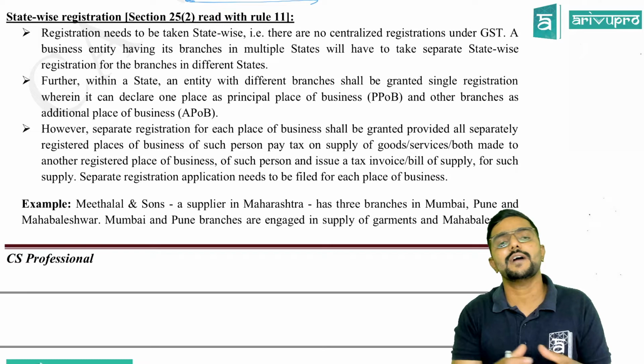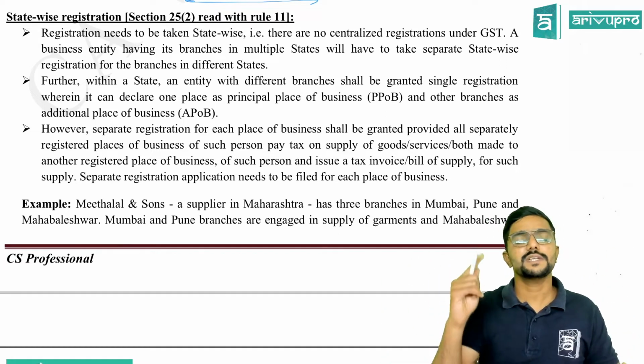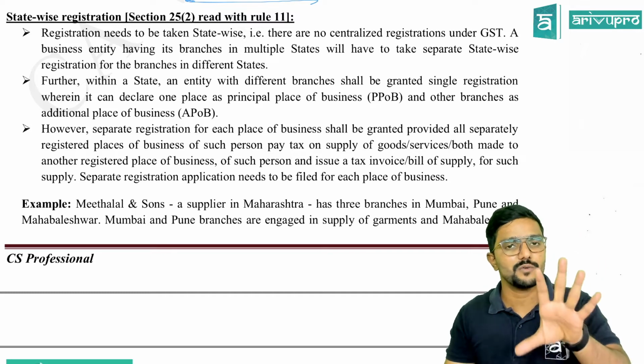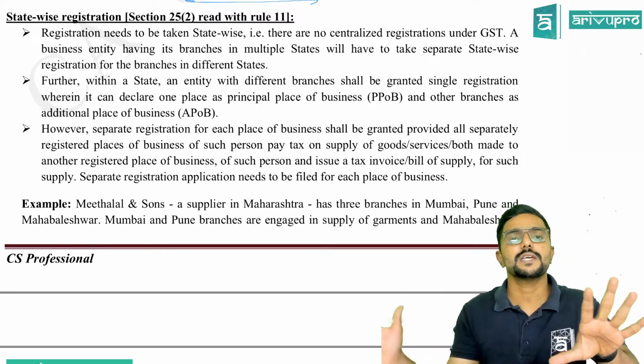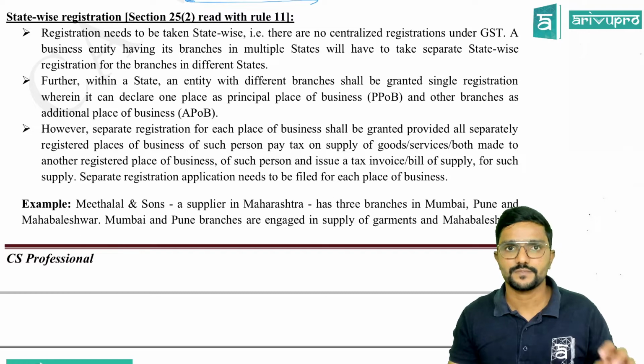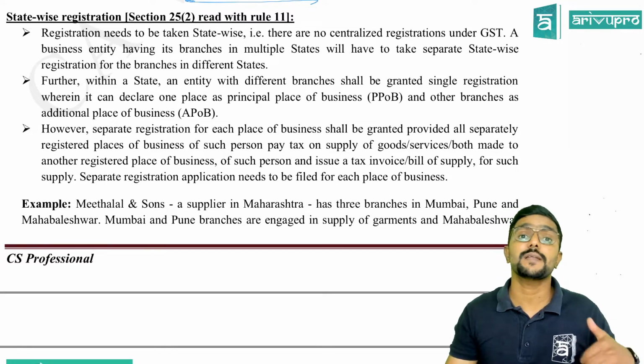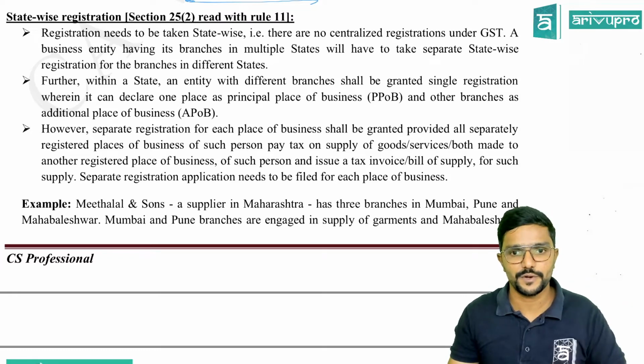Now within the state, I have different branches. One registration is mandatory for you, where you can declare one branch or one place as principal place, all other places as additional place of business. However, separate registration for each place of business can be taken. It is optional for you.